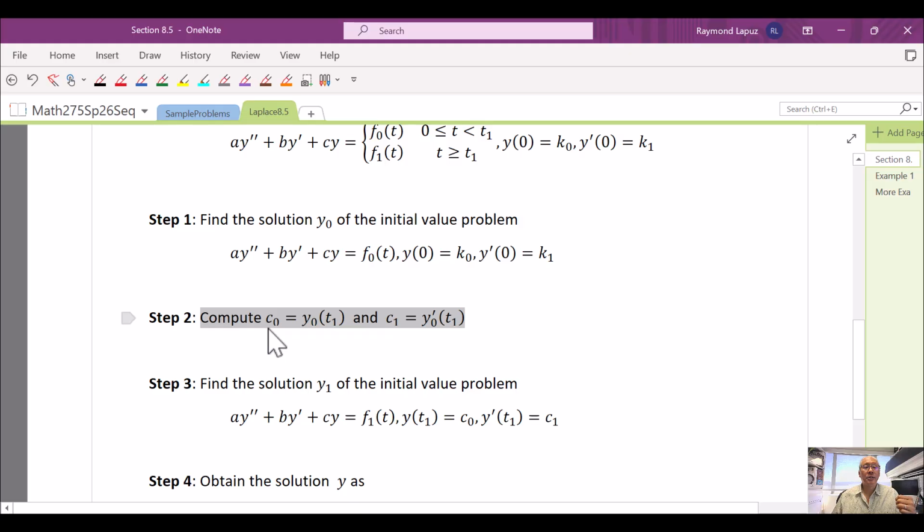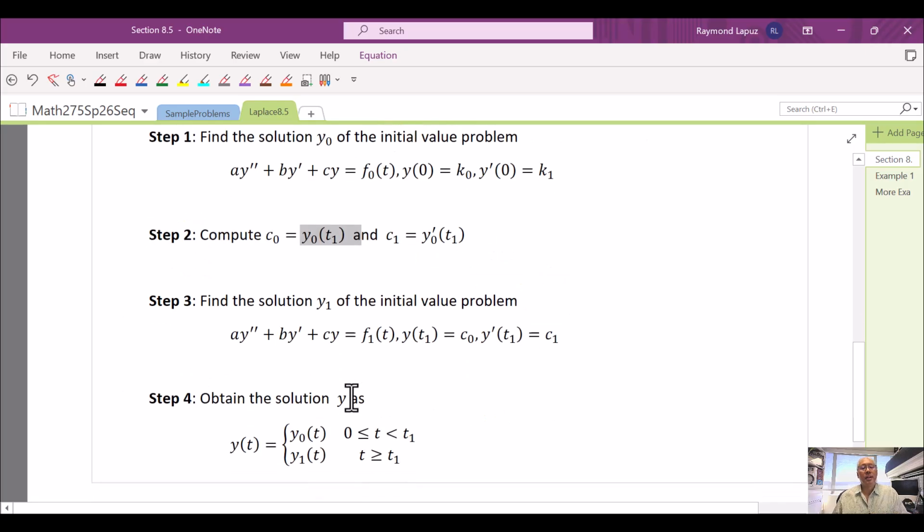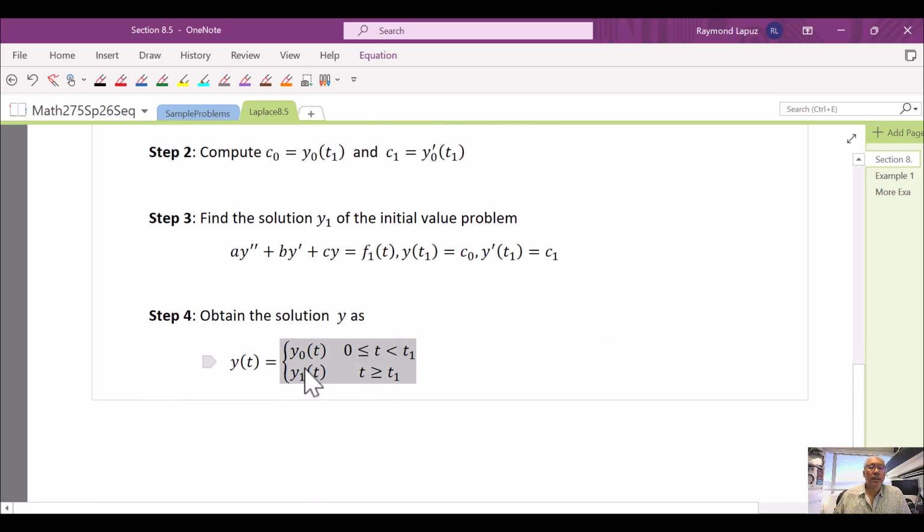And then you're going to get a new set of initial conditions, and then you would have to resolve with a second function, and with the new initial conditions, instead of k naught and k1, you're going to use c naught and c1, which came from your first solution. And then your final solution will look like this, a combination of the y naught and y1 functions. Now that's how we would have done it if we didn't have the unit step function. But since we have the unit step function, and we also have ways to transform that into the Laplace world and back, then we're going to use that.